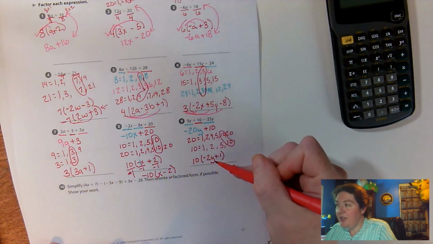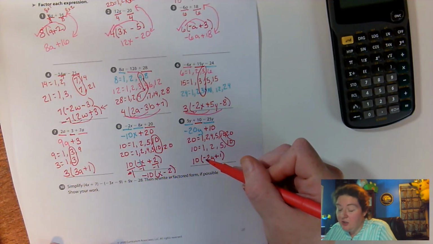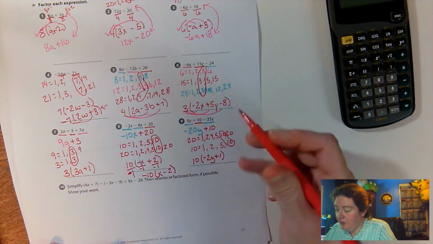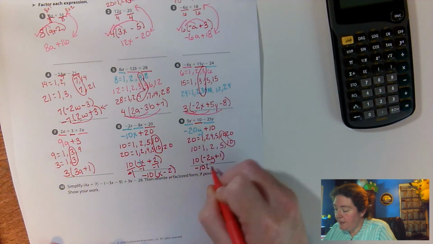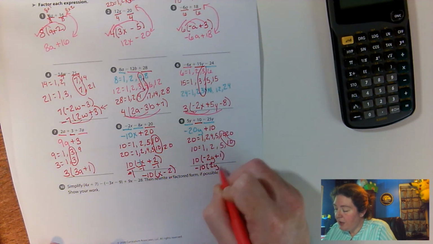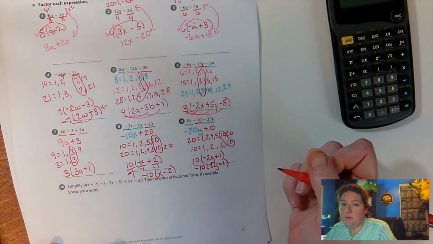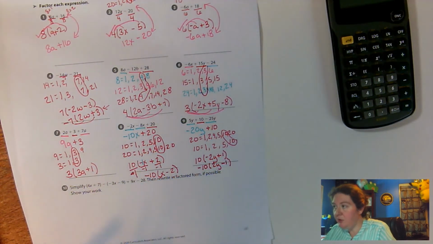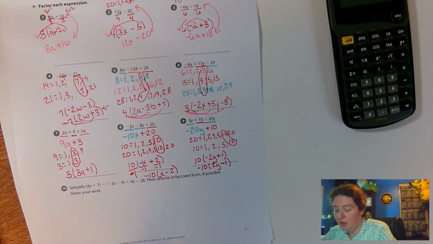This is the same case. A lot of people, it makes their brain itch to leave this negative. So if I say negative 10 positive 2y minus 1, I'm going to get the same answer. Just so you know, either one of these I'm okay with, even though it makes my brain itch. Alright.